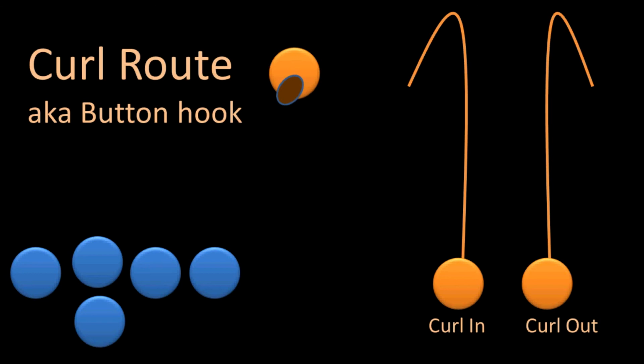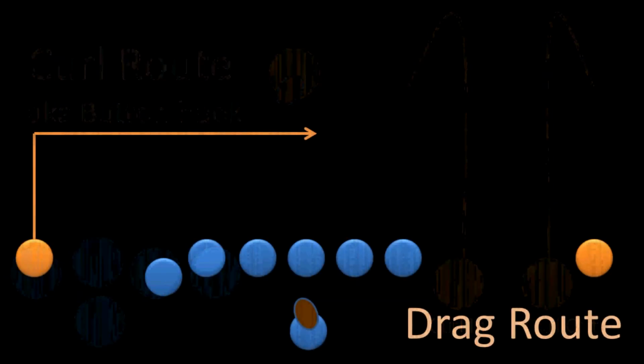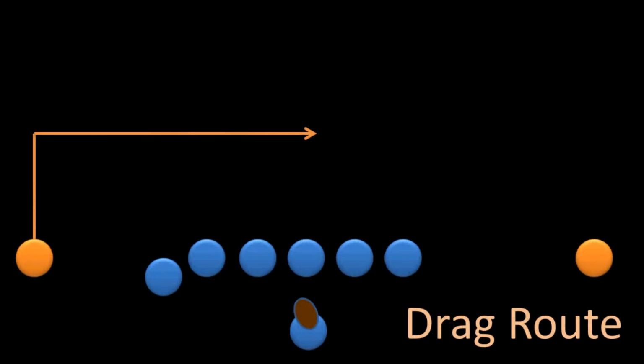The next few routes are mirrors of each other. Here we have the drag route, which means that the receiver will run forward and then turn 90 degrees and run across the field parallel with the line of scrimmage. And just like we saw with the curl route, the distance that the receiver runs before he turns could be any distance. The opposite of the drag route is the out route. So rather than running over the middle of the field, the receiver will run forward and then turn and run out towards the sidelines.